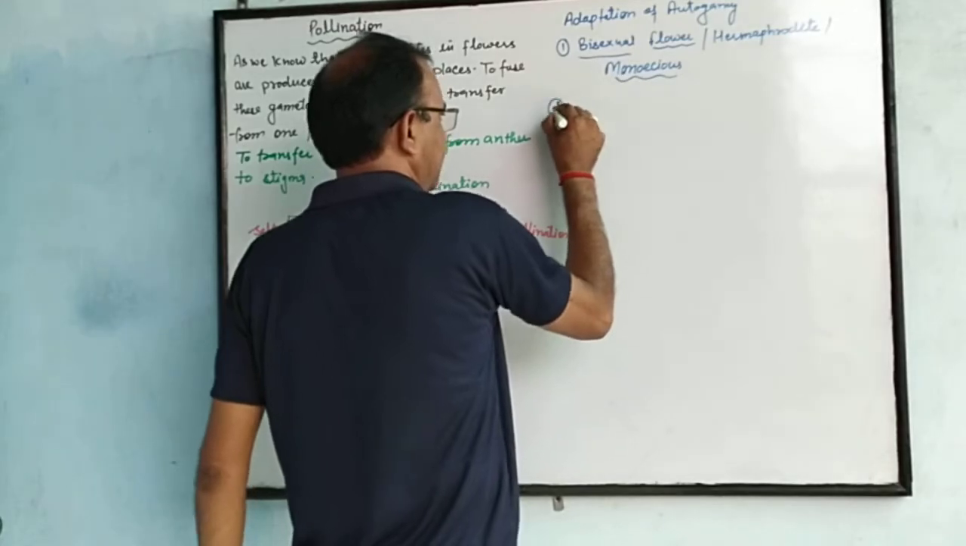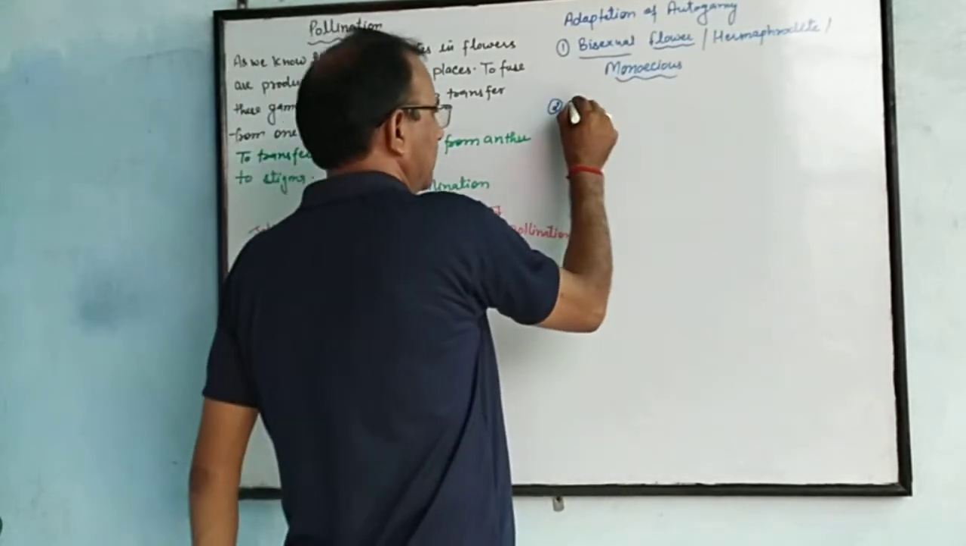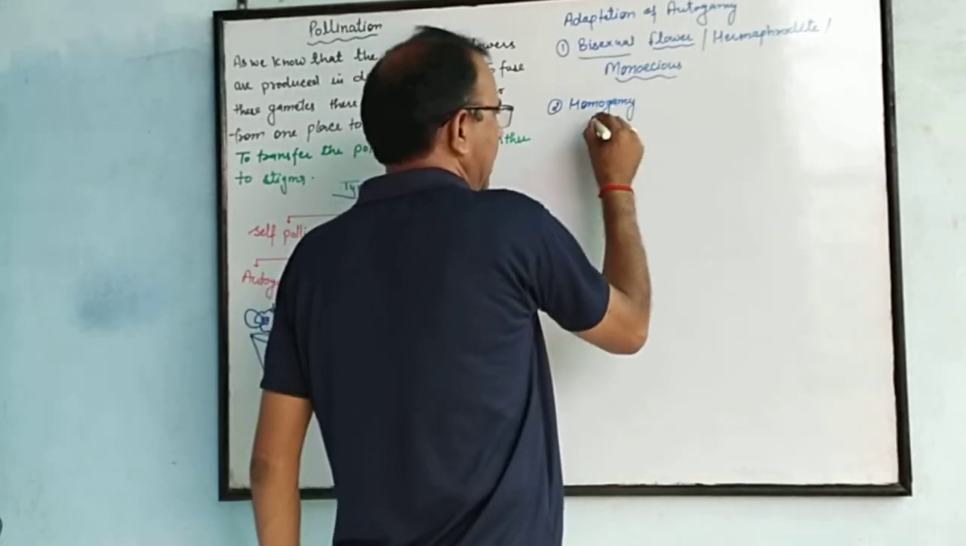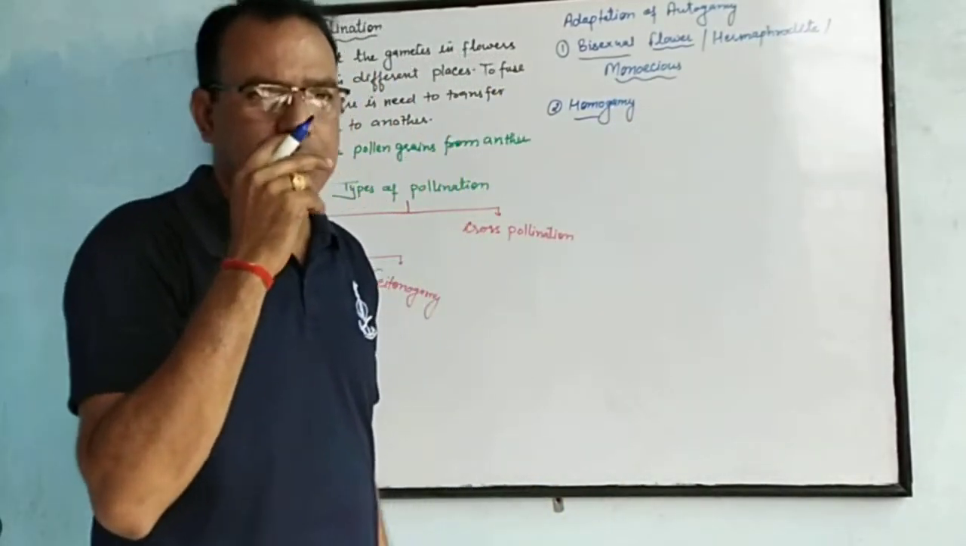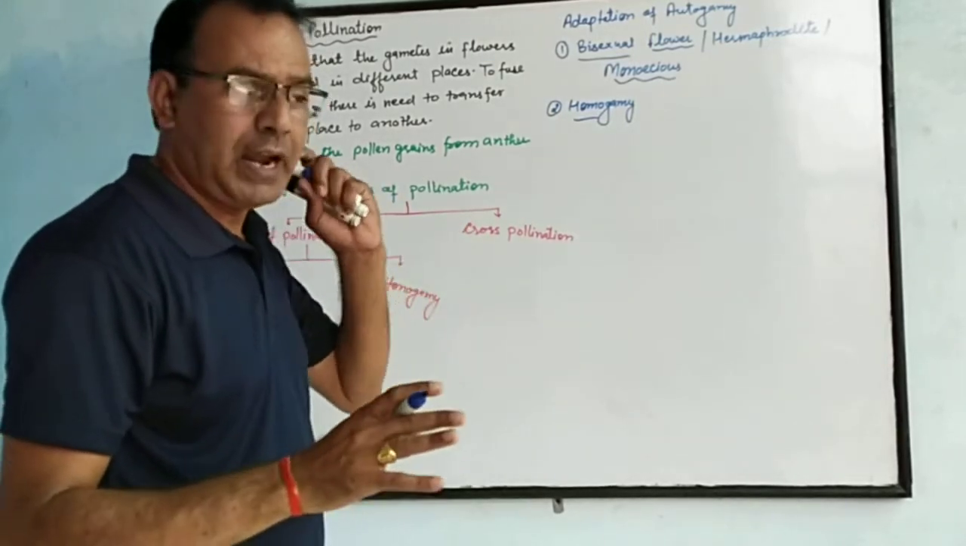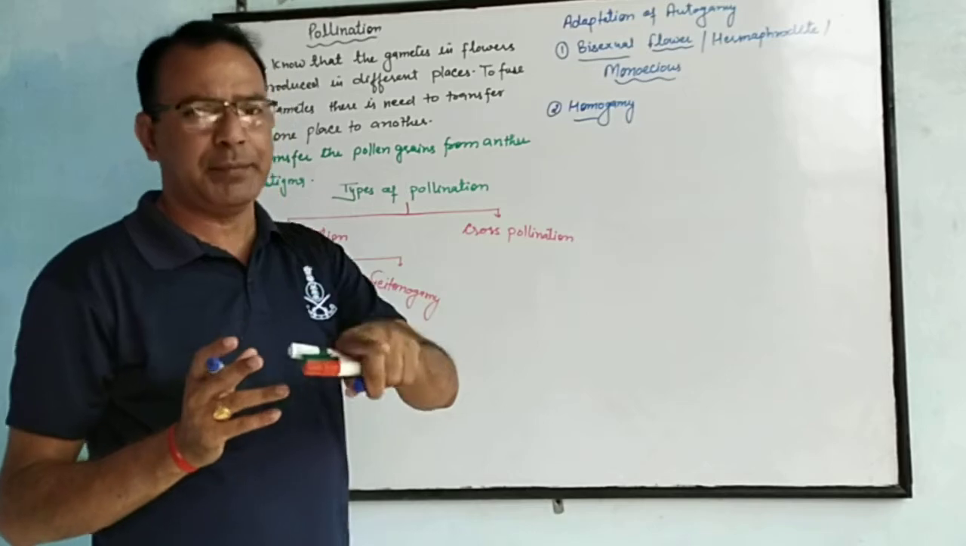The second one is homogamy. What is homogamy? If the flower is bisexual, it contains male and female organs, male and female gametes, and both the gametes mature at the same time.